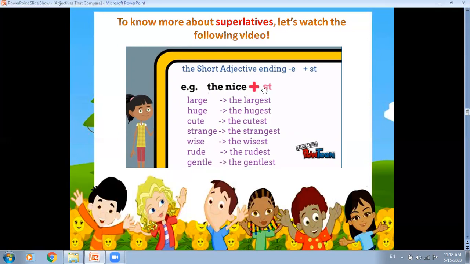The nicest, large, the largest. Also in here, it ends in E, so I can keep it and add ST, or I can drop it and add EST, large, the largest.